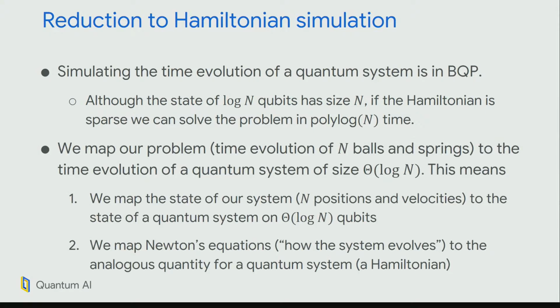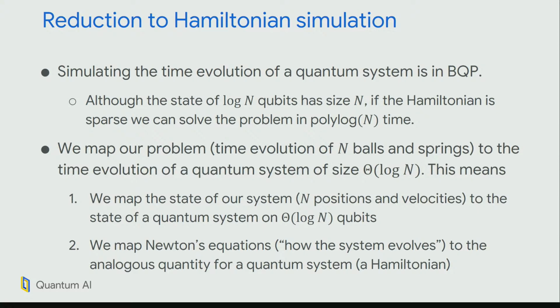Okay, so that's the big picture game plan. More precisely, I'm going to take our problem, which is time evolution of N balls and springs, and map it to the time evolution of a quantum system. But the quantum system size is exponentially smaller. It's only using log N qubits. And when I say map, I mean two different things. One is that I'm going to map the state of the classical system to a state of the quantum system. What that means is a state of a classical system is positions and velocities.